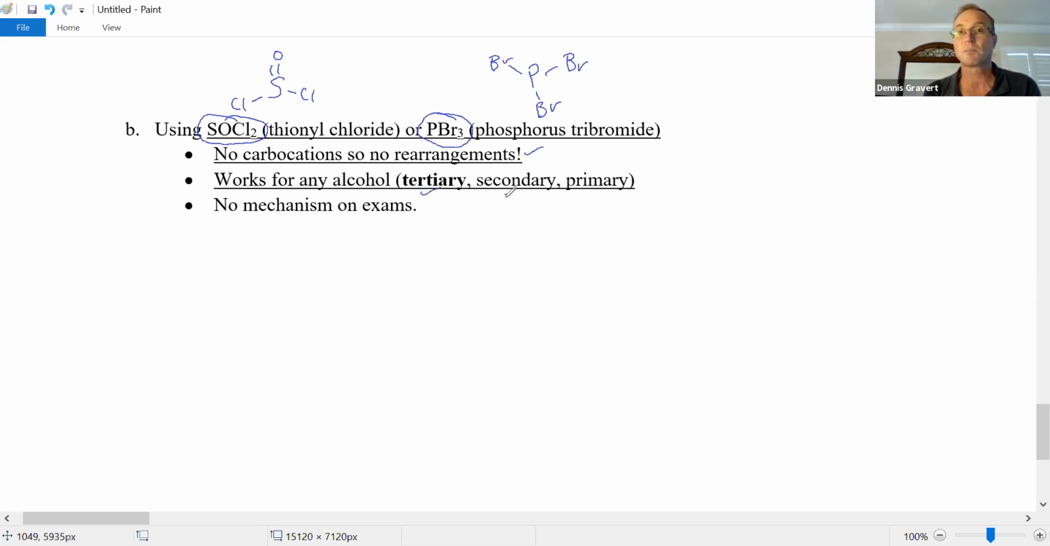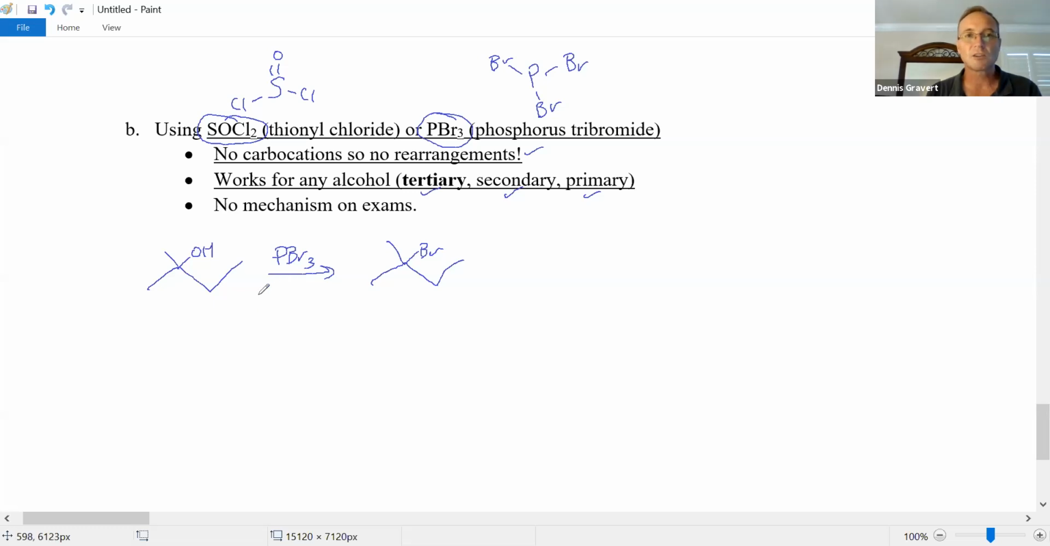And you don't have to worry about being a, whatever degree alcohol. You don't have to classify it. Just go ahead and crank it out. Just draw it out. So we start with the same alcohol as before. You want bromine, PBr3 will work.